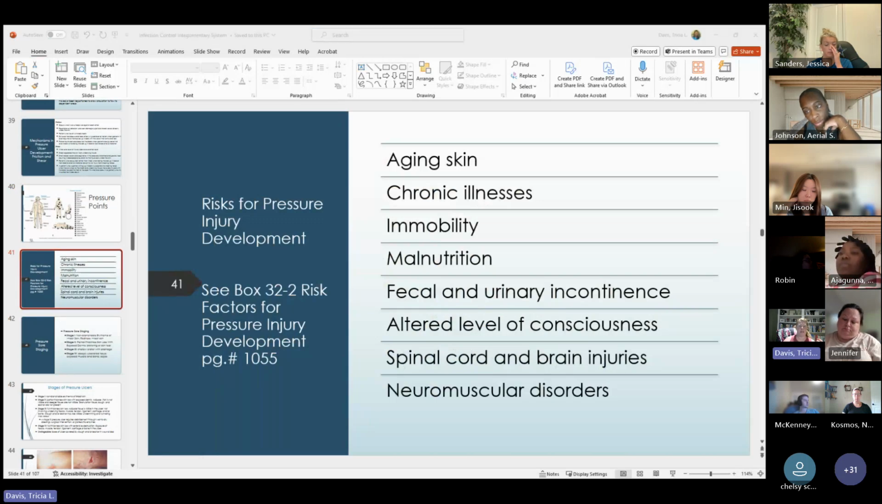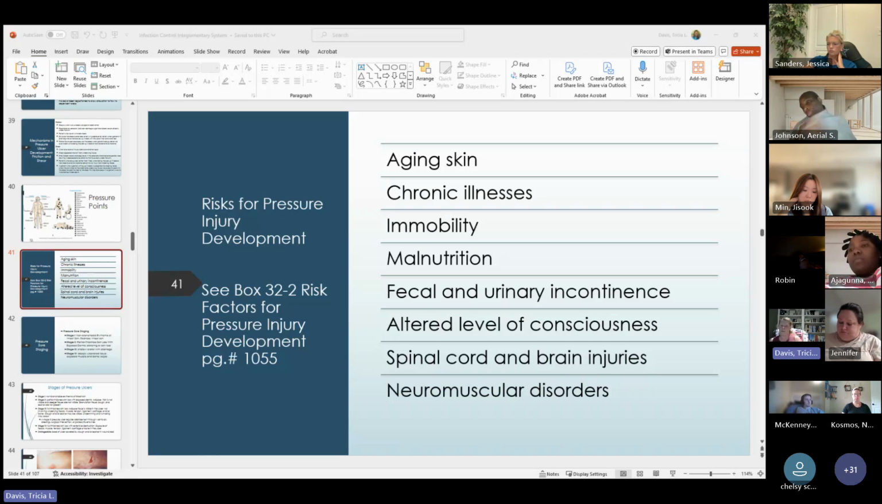All right, so what are some common things that can leave your patient at risk for developing some type of pressure injury? We definitely know aging skin, right? We lose that subcutaneous fat, the skin is more fragile, and we don't have a lot of collagen anymore, so they are more susceptible to skin breakdown. Definitely chronic illnesses that delay good nutrients or blood supply to the body can cause pressure injuries.